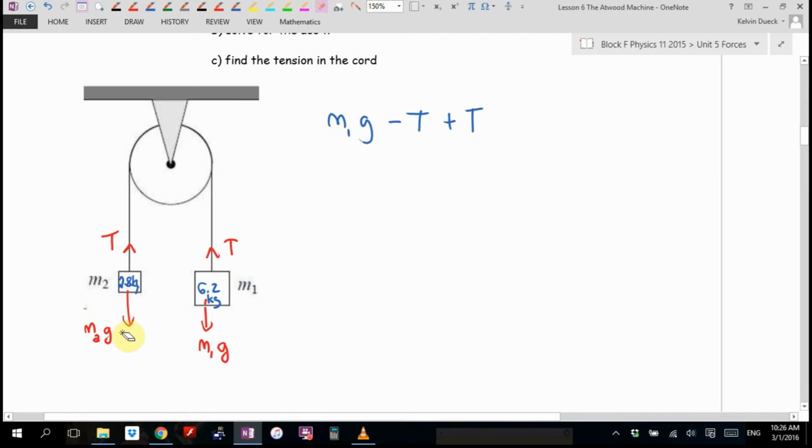what about this M2G? When I follow it, which way is it pointing on the left-hand side? So when it gets to this side, which way will it be pointing?